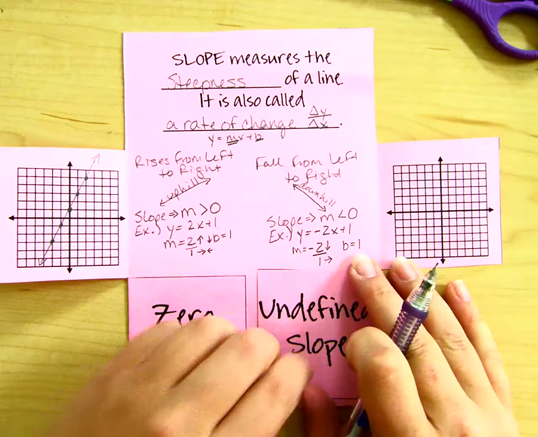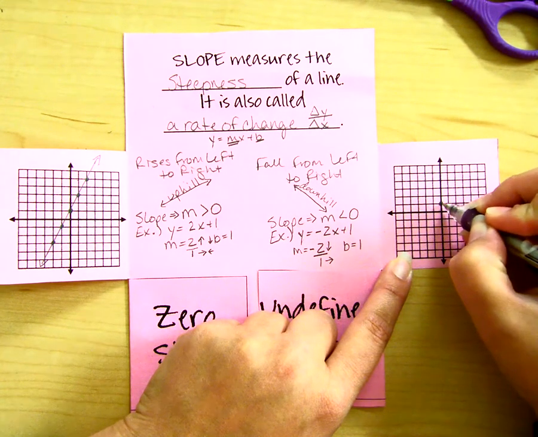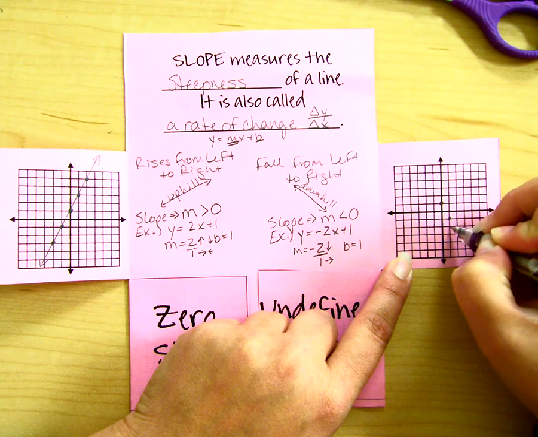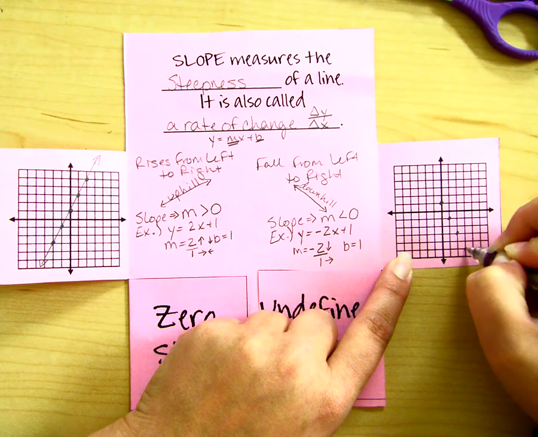So now I'm going to come to this graph over here. I'm going to start at my y-intercept of a positive 1, and this time I'm going to go down 2 to the right 1 and put a point. Down 2 to the right 1 and put a point. Down 2 to the right 1 and put a point, etc.